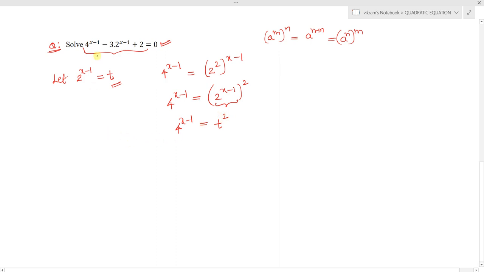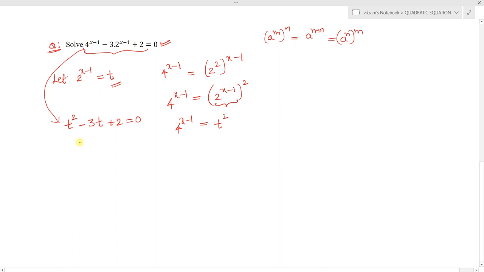Now go over the condition. What is given in the question, 4 power x minus 1, we can write as t square minus 3 into 2 power x minus 1, that is t, plus 2 equals 0. Now we reduce the given equation into a quadratic equation. Now we can factorize, or by using the quadratic roots formula we can find the solution. Now the product is 2 and the addition is minus 3.